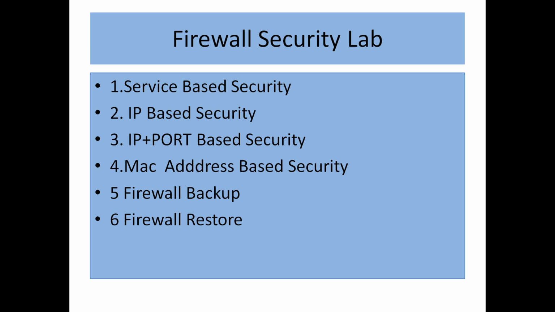Then MAC address based security means you can block a machine not by its IP address. You can block a machine with its MAC address. So in place of IP address, we are going to block a machine with their MAC address. Then we will learn how to take the backup of firewall and how to restore the firewall rules. Okay, so let's start the lab.